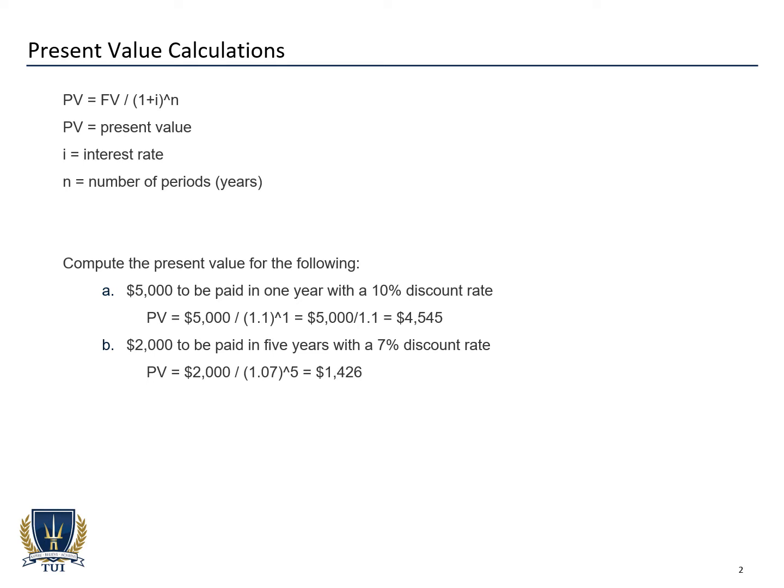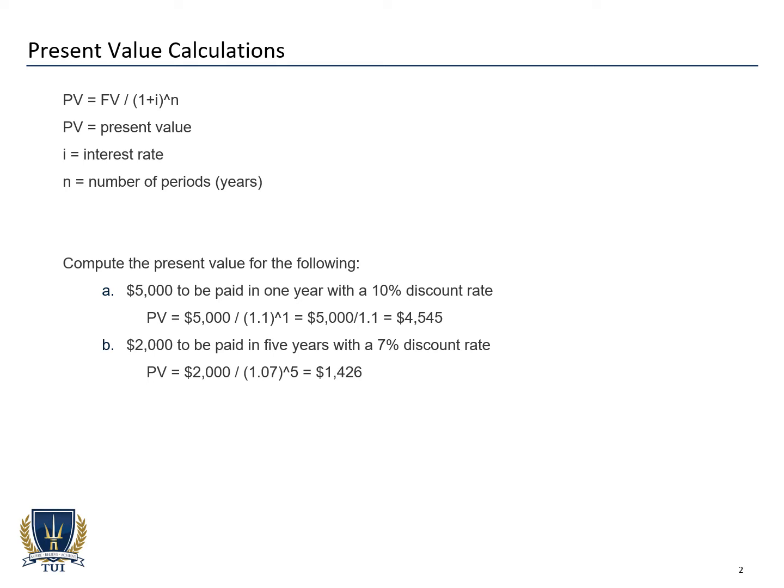Now, how do we figure the present value of 5,000 to be paid in a year with a 10% discount? An amount to be paid in 1 year is taken to the first power, and if x squared is x times x, then x to the first power is just x, right? So in 1 year, we're just going to take 1 plus the interest rate, and that's going to be our result. So 5,000 divided by 1.1 is 4,545.